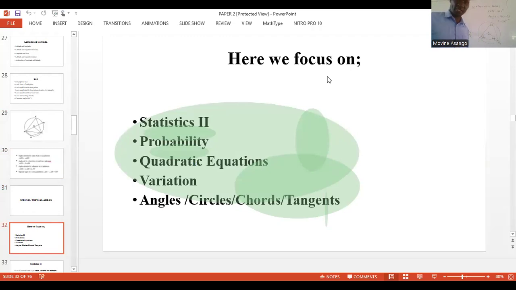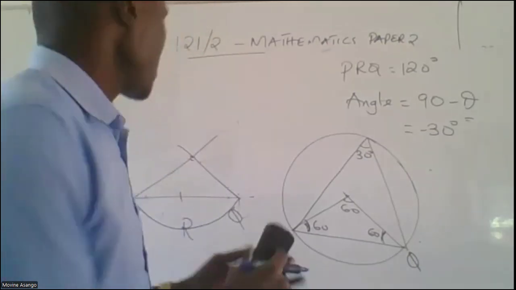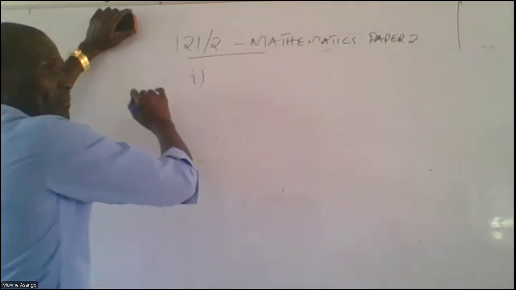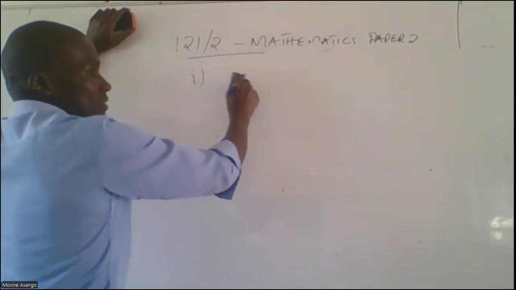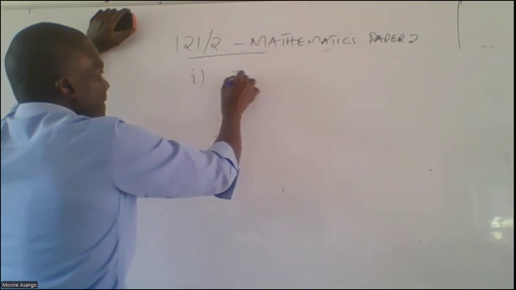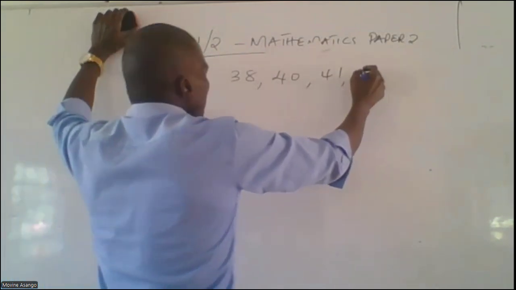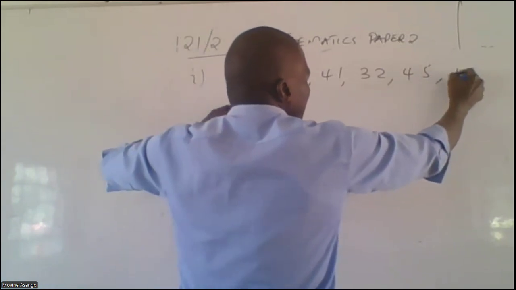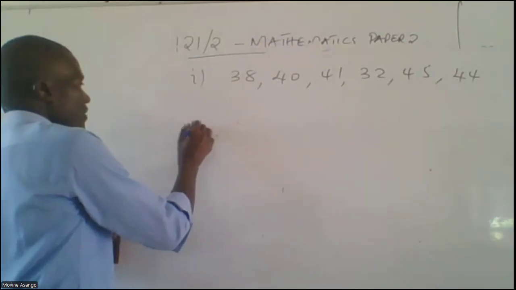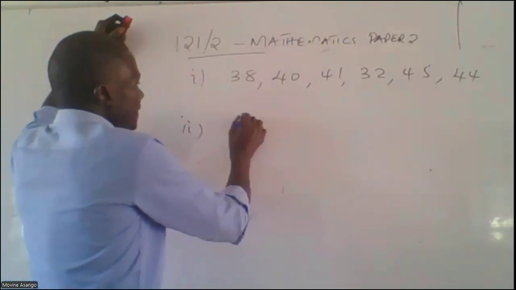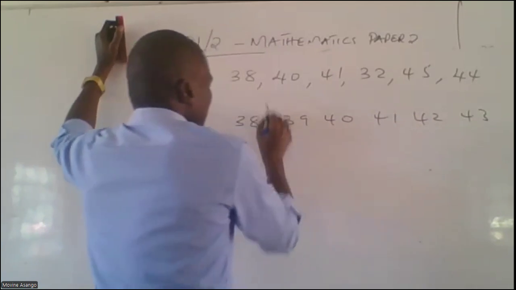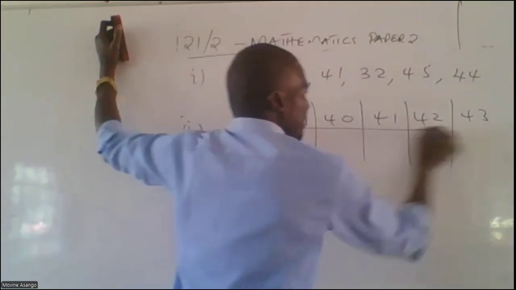If I can mention something briefly on statistics, we have 3 types of data. Let me just mention the 3 types of data so that we know what to deal with. Number 1, maybe I can talk about some shoe sizes of 6 students: 38, 40, 41, 32, 45, and then maybe 44. Another type of data, we can have the shoe sizes 38, 39, 40, 41, 42, 43. And then here we've been told that we have some frequency in this case.